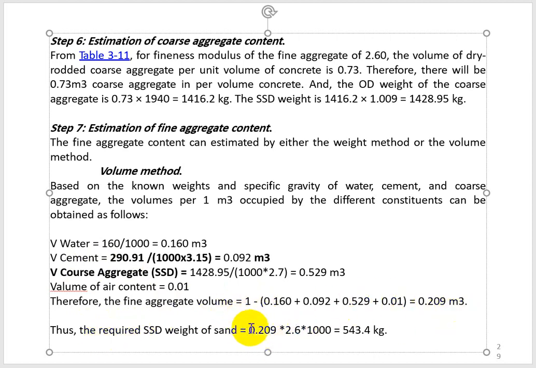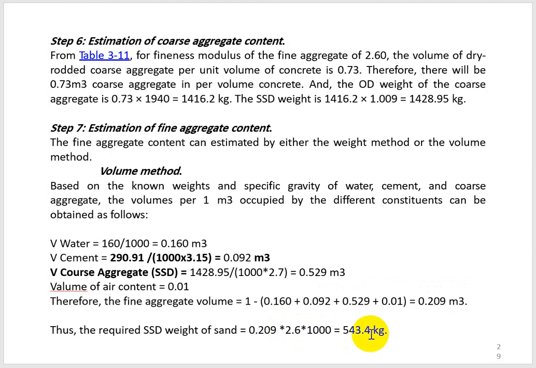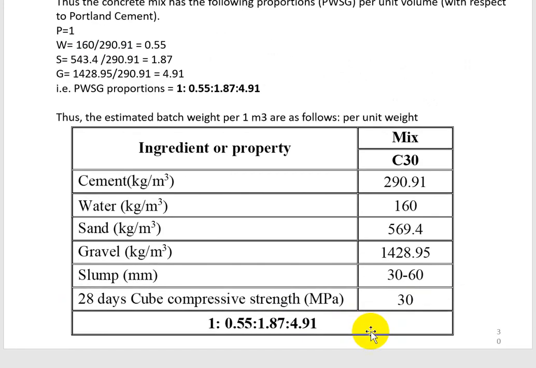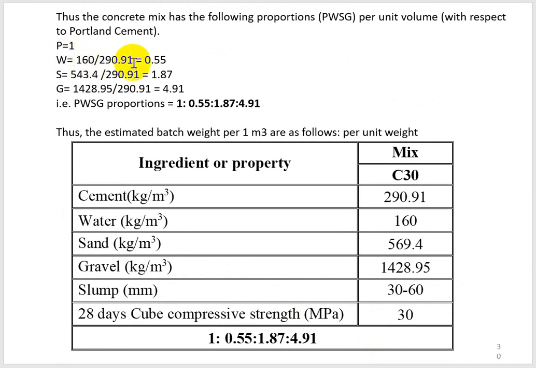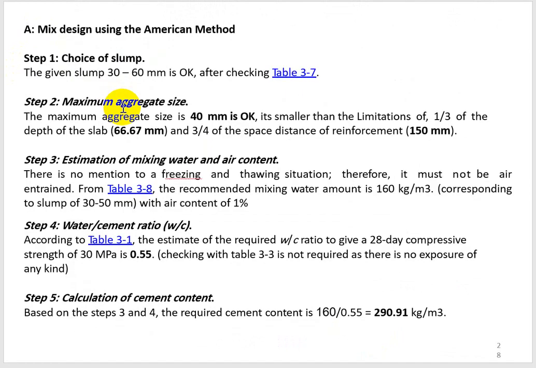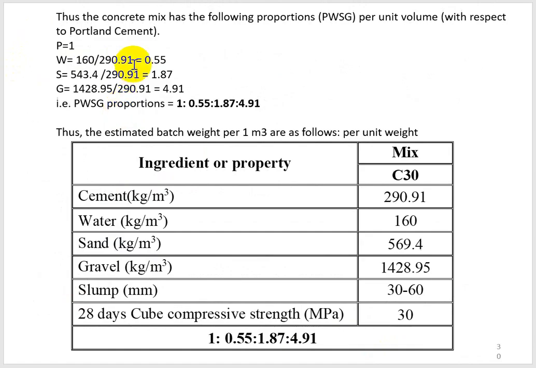And if we subtract all these quantities, all these volumes from 1 cubic meter, then we get the volume of fine aggregate as SSD, and then multiply that with the density, so we have the fine aggregate's weight, SSD. So once we have it, we could then divide everything over the weight of the cement. Okay, and we are all set. Then we get the proportions, and then we could fill that table and everything will be okay.